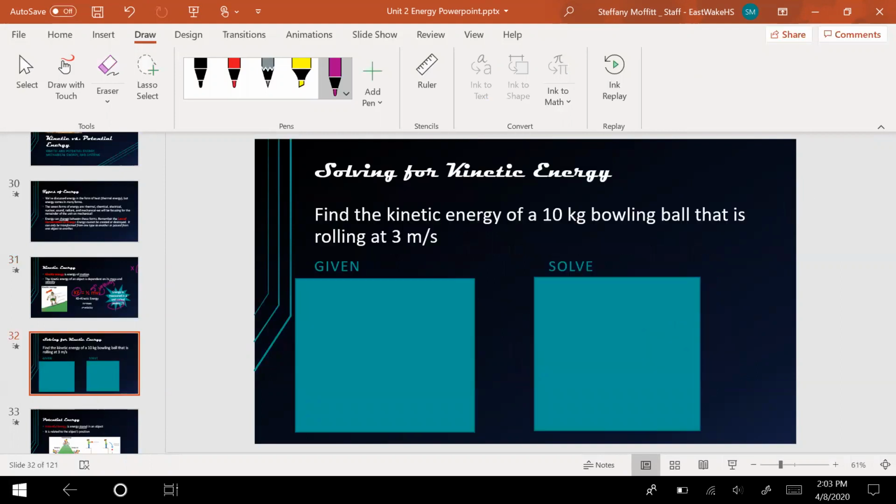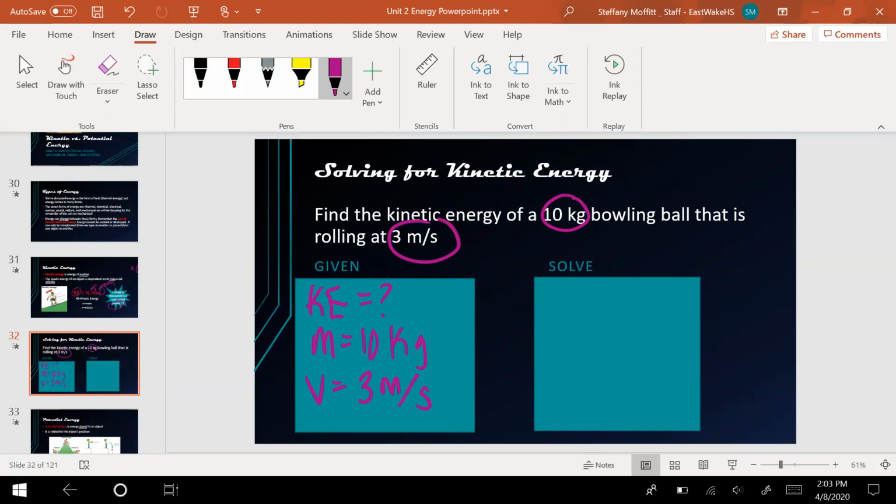So for this example, we're going to find the kinetic energy of a 10-kilogram bowling ball that is rolling at 3 meters per second. So we have our kinetic energy is what we're looking for. So I'm going to put KE equals question mark. That's going to be our unknown. And it says that it has a mass of 10 kilograms. So the mass is 10 kilograms. And it says that it's rolling at 3 meters per second. So that's our velocity. 3 meters per second is our velocity.